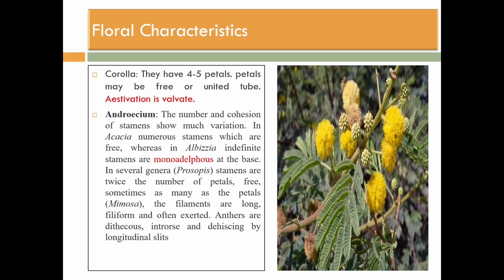Now moving towards the corolla, they have 4 to 5 petals, and petals may be free or united into a tube, and the aestivation is valvate in case of the corolla.